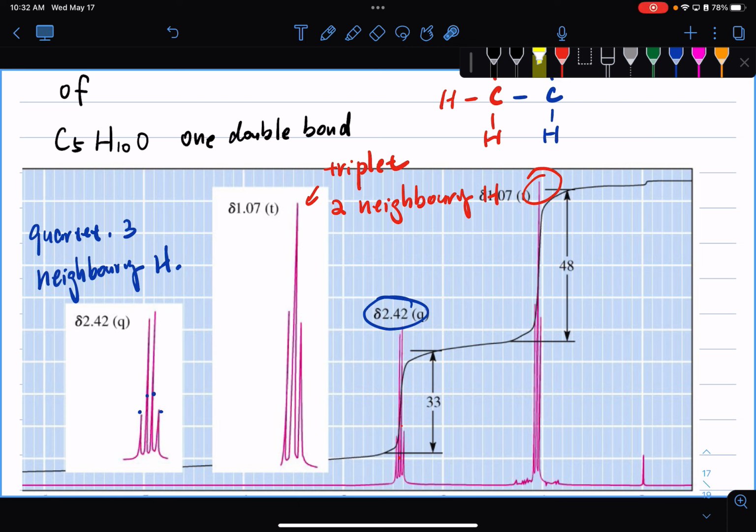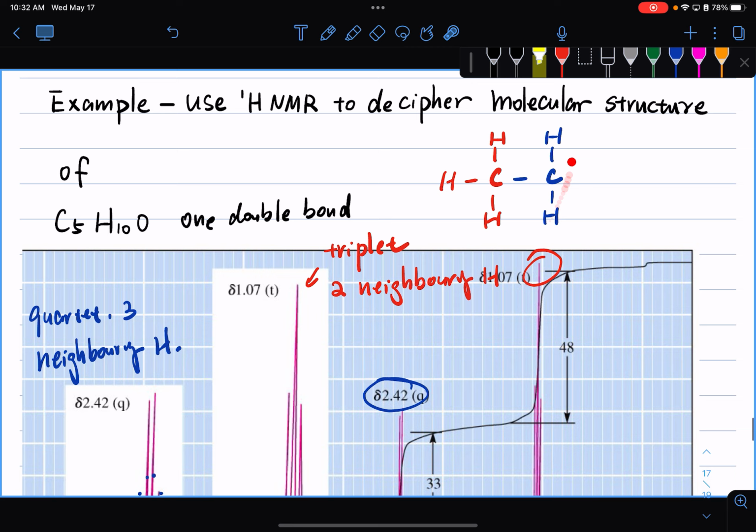All right? So we can also double check our logic when we're doing this kind of molecule building. You can check the integral here. When we're looking at the integral, it's given 33 to 48, so that's about 2 to 3. It's not exact, but it's about 2 to 3 when we're comparing these two integrals. And indeed, for the blue hydrogen, we have 2 of them, and the red hydrogen, we have 3 of them.